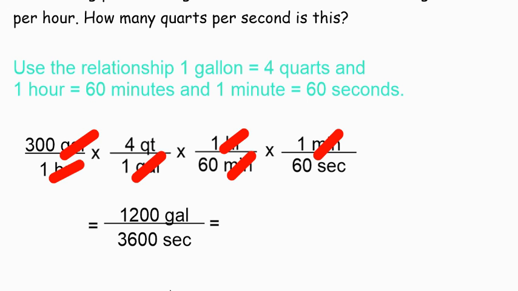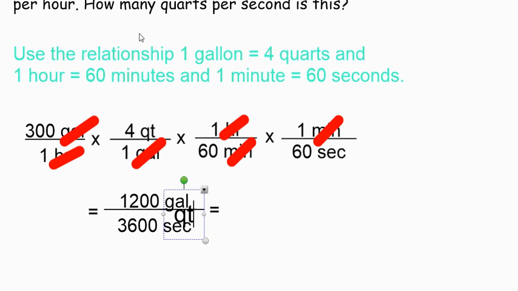Again, this one's wrong, so this should say quarts on top instead of gallons. And then we have 0.3 quarts in 1 second.